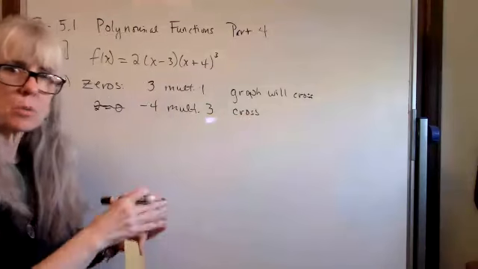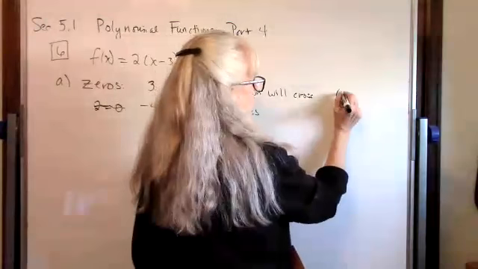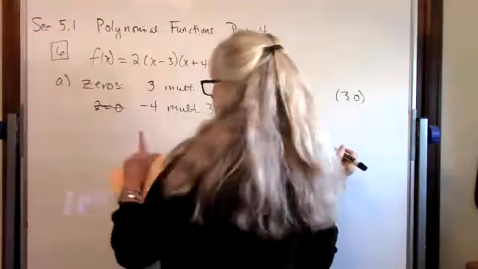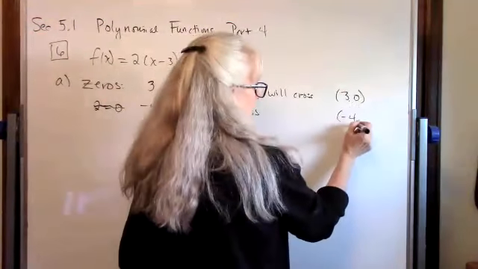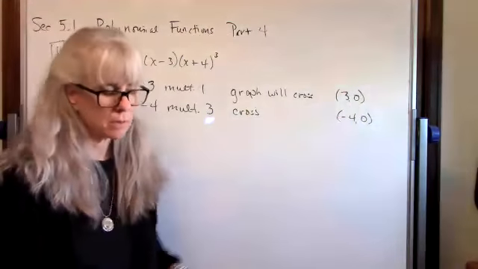Now, just to make sure you're pulling all the information together, notice this, the 3 would be an x-intercept of 3, 0, and this negative 4 would be an x-intercept of negative 4, 0. So if you were writing them as intercepts, make sure you write them as intercepts.